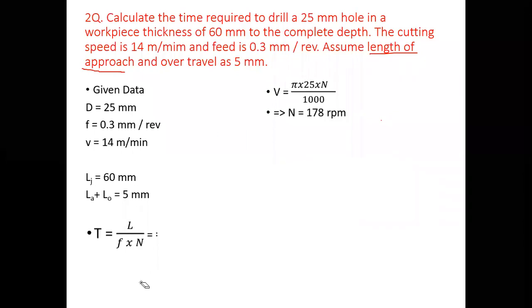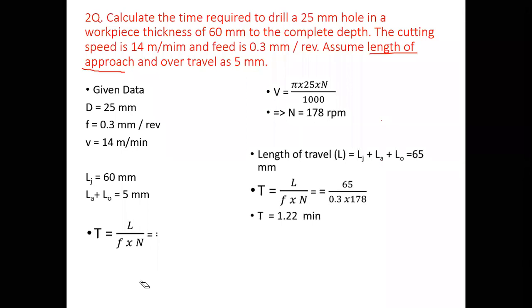If you substitute this, V equals pi into 25 N divided by 1000, and V equals 14. If you calculate from this, the N value comes as 178 rpm, revolutions per minute, because your velocity of 14 meters is per minute. That's why you are going to get 178 rpm.